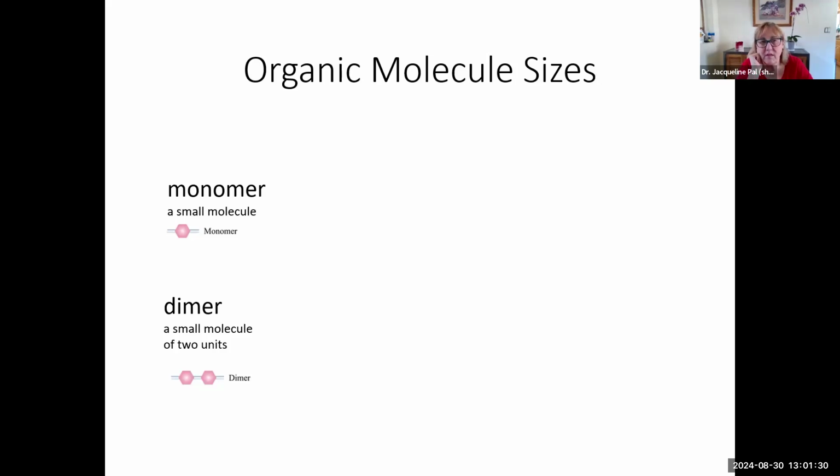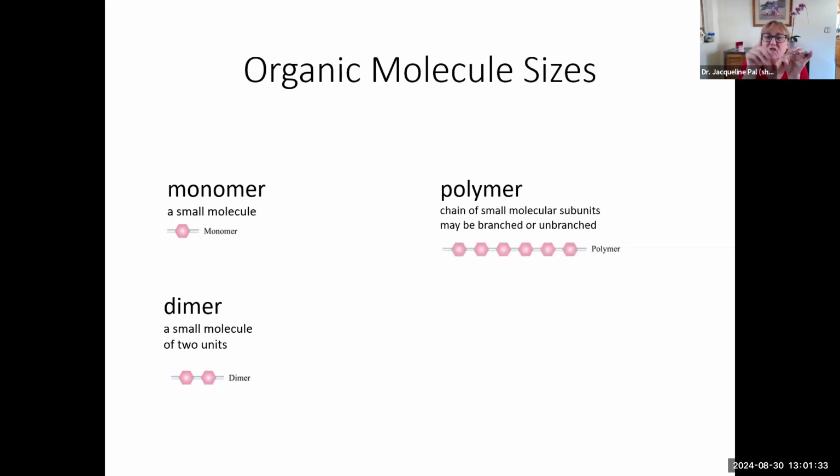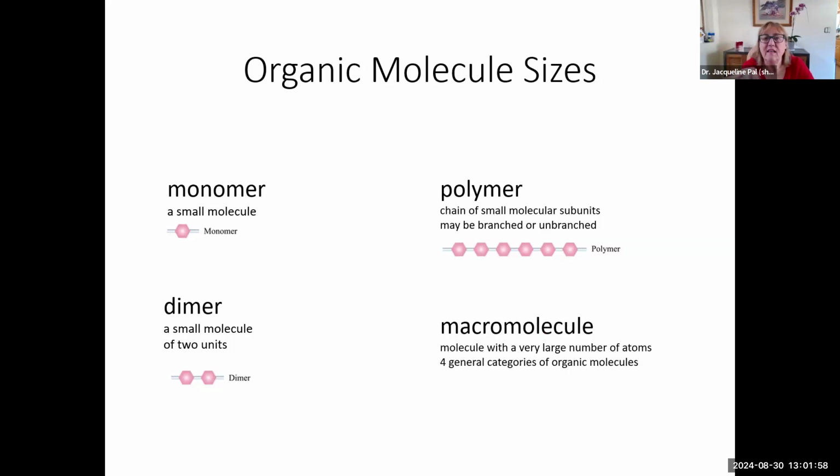Sometimes we will put more than two things together, and we can have a chain of multiple things. That would be called a polymer. Poly just means multiple. And this polymer can be unbranched, like in this drawing, or it can have branches. Doesn't matter how it's arranged, it's still a polymer. And the last thing is a macromolecule. This means it has a very large number of atoms, usually in the thousands. A polymer could only have four, and that's not going to be a macromolecule.